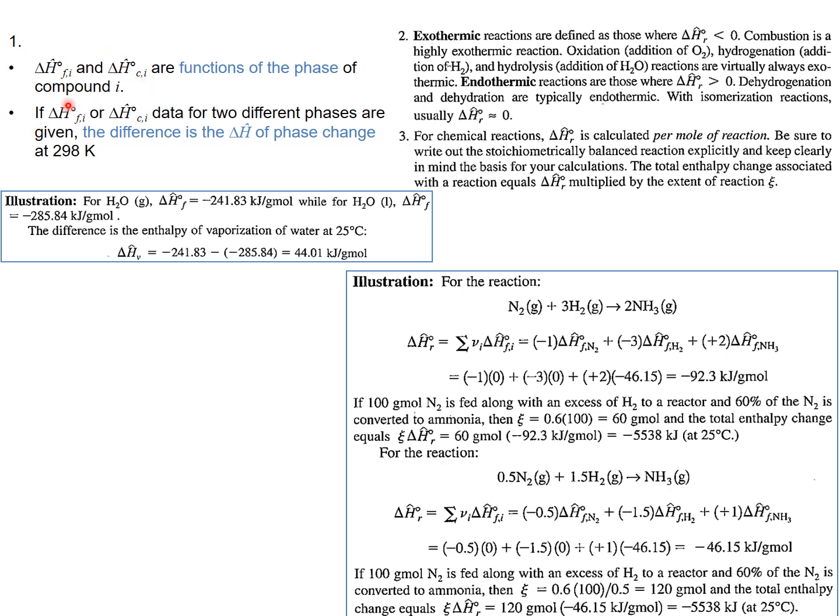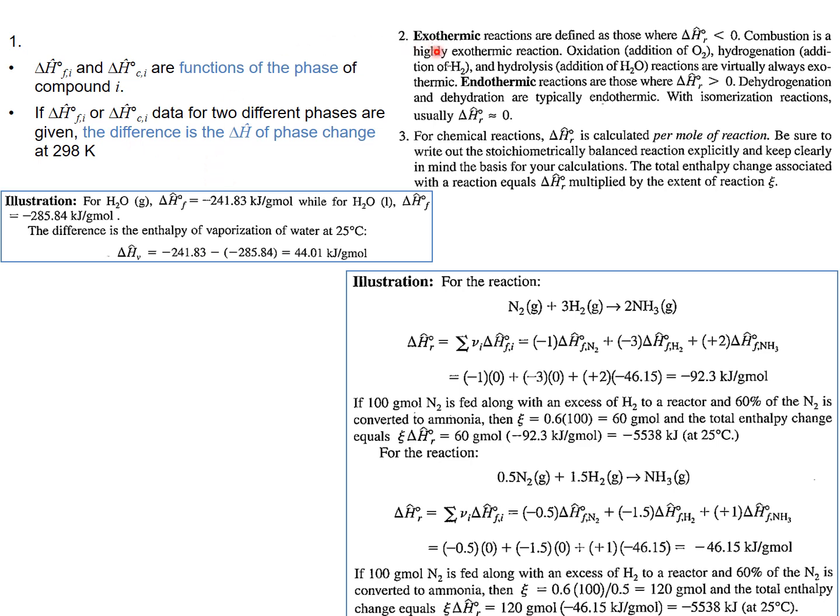If formation energy or combustion energy data for two different phases are given, like gas phase and liquid phase, the difference is the delta H of phase change at 25 Celsius degree, because these values are obtained at standard state, including 25 Celsius degree and 1 atmospheric pressure.